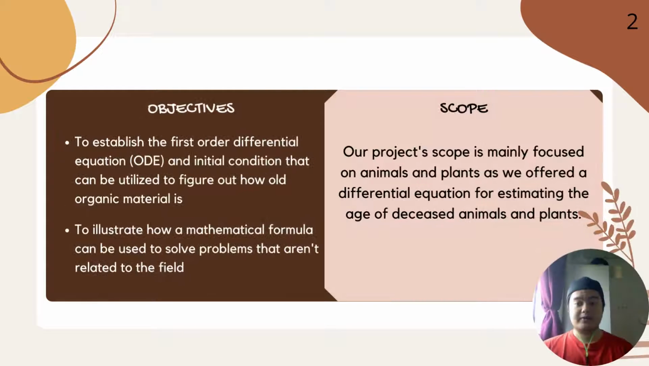As for our objectives, the first one is we want to establish the first order differential equation and initial condition that can be utilized to figure out how old an organic material is. The second one is we want to illustrate how a mathematical formula can be used to solve problems that are not related to the field. Our project scope is mainly focused on animals and plants as we offer a differential equation for estimating the age of deceased animals and plants.